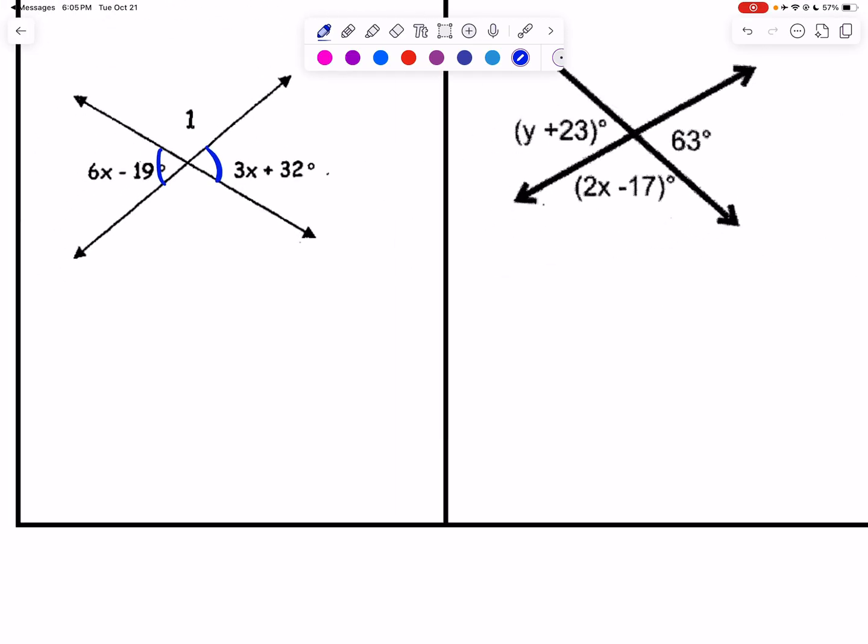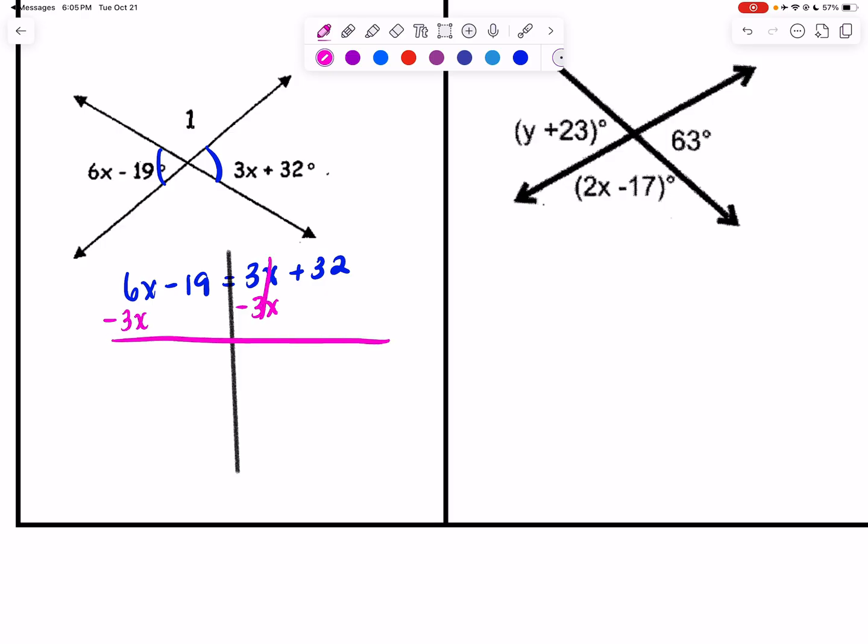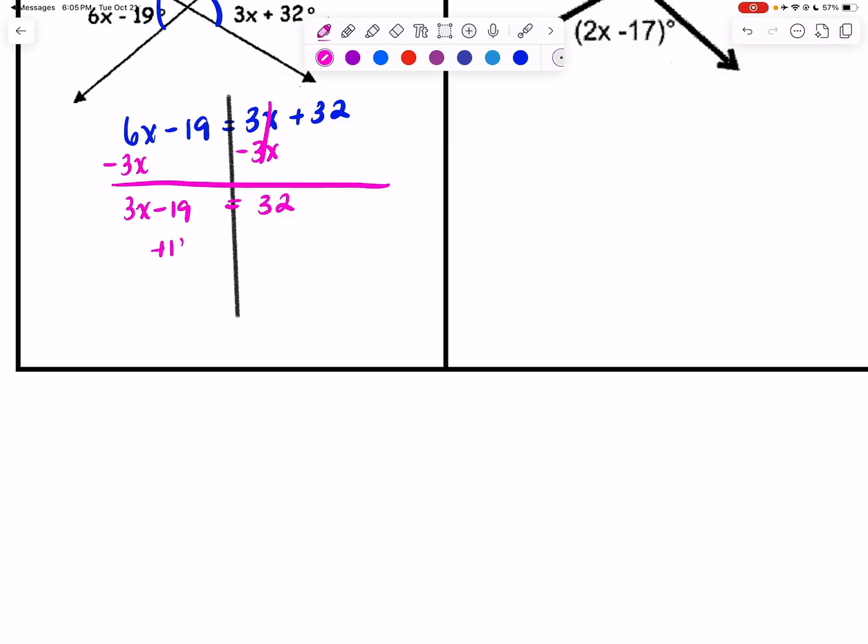So I'm going to do 6x minus 19 equals 3x plus 32. I'm going to draw a line down that equal sign, and I'm going to get all my x's on one side and numbers on the other. So I'm going to subtract 3x, and then I get 3x minus 19 equals 32. Now I'm going to get rid of my minus 19 by adding 19. And when I do 32 plus 19, that's going to give me a 51. Now we divide both sides by 3, and I get x is equal to 17.